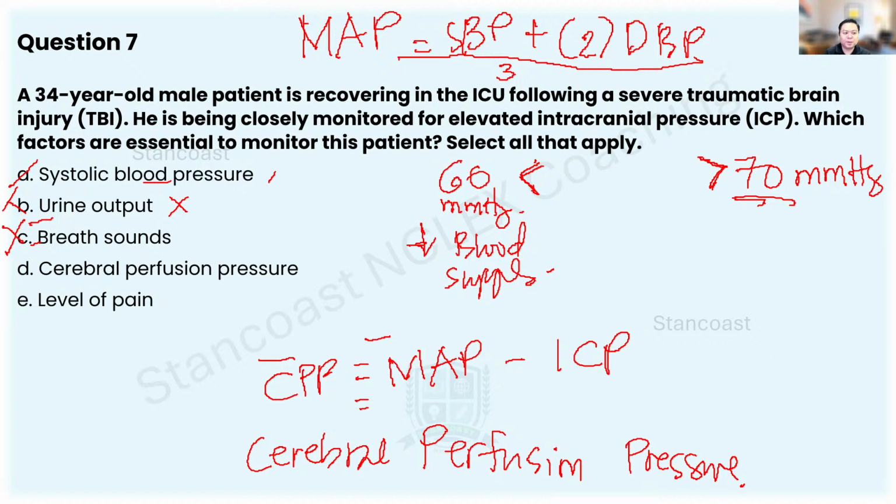Now, how is the MAP obtained? Well, the formula is going to be this one. You're going to add the diastolic blood pressure that has been multiplied by 2. So your formula here is systolic blood pressure. You're going to add that by the diastolic blood pressure that has been multiplied by 2. Okay, and then you're going to divide it by 3. So for example, if your patient has a systolic blood pressure of, let's say, 100.